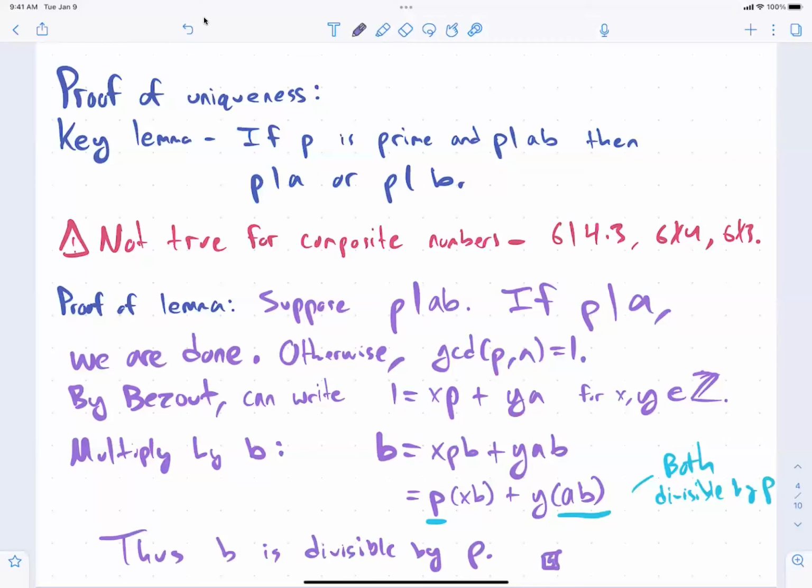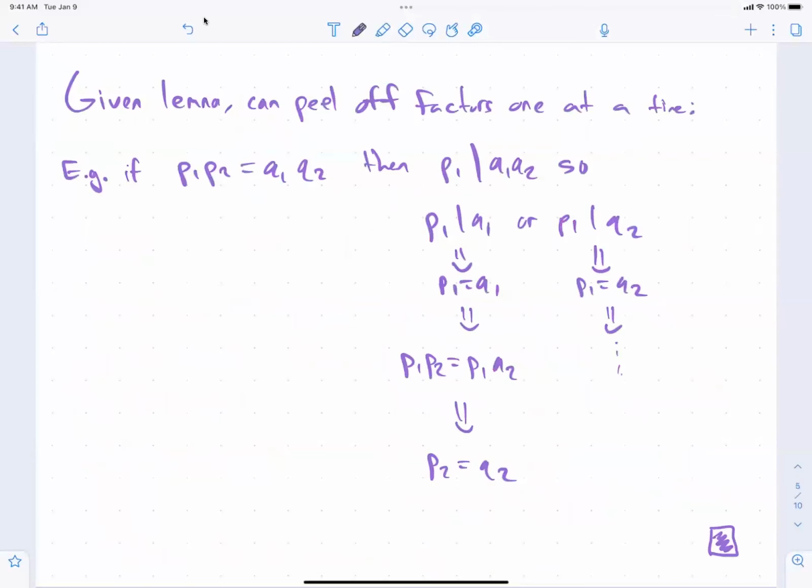Now let me explain how this implies the uniqueness of prime factorization. Basically the idea is you can use that lemma to peel off the factors one at a time and show that the first prime in one factorization has to agree with one of the primes in another factorization. Let me show you how that works.